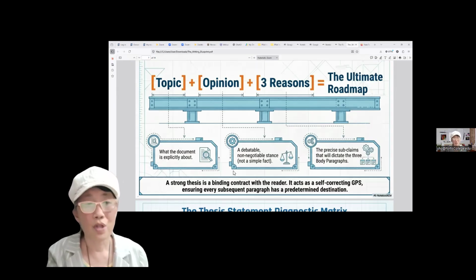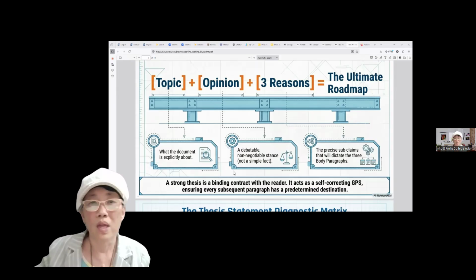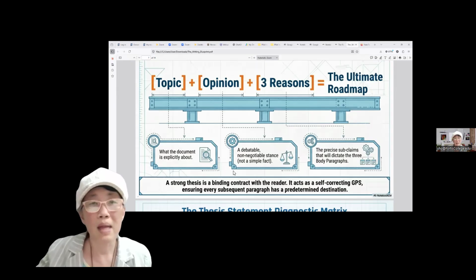So anyway, first you have the topic. What is the paper about? Let's say you want to use gun control. And then opinion, should be or should not be regulated, equals what are the reasons why you think gun control should either be regulated or not regulated. So topic would be gun control, opinion would be should or should not be regulated, and then you give your 3 reasons to back up your opinion of why you think gun control should or should not be regulated.